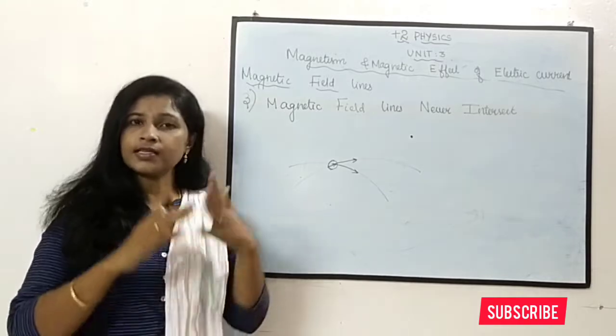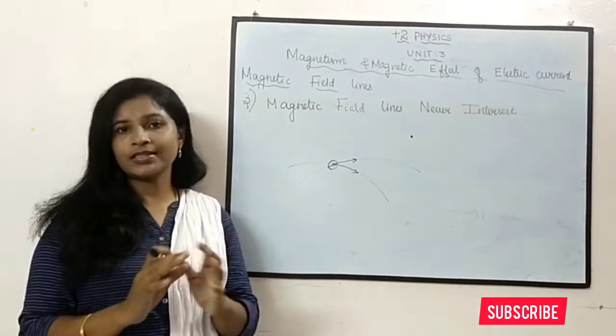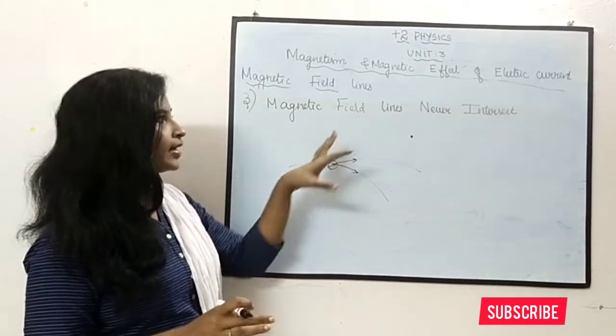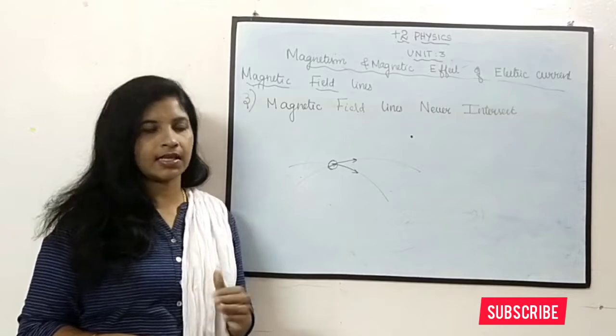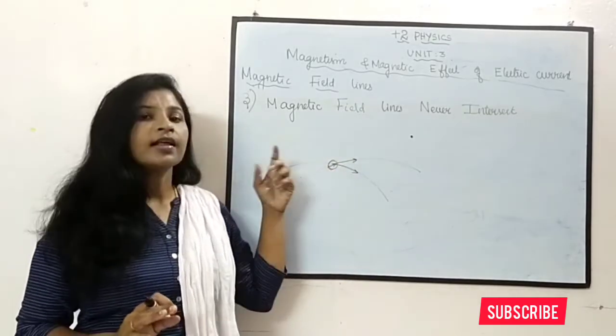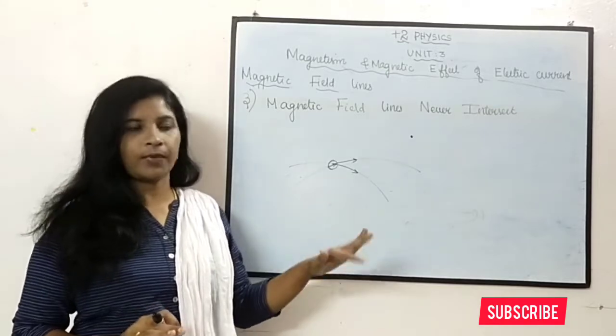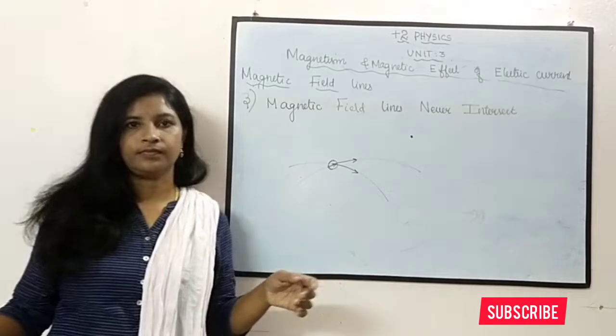So physically, according to physics, it is not possible. At a point two directions is not possible. So the magnetic field lines never intersect. If they ask a reasoning type question, you have to answer: at a point two directions are not possible. If they intersect, there will be two directions. So it is not possible. So the magnetic field lines never intersect.